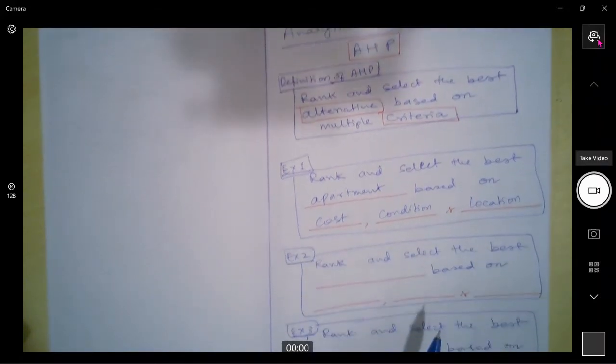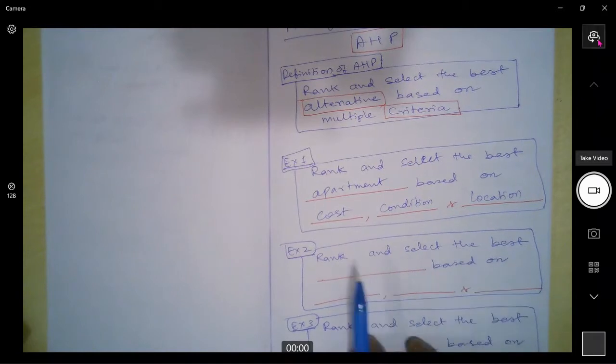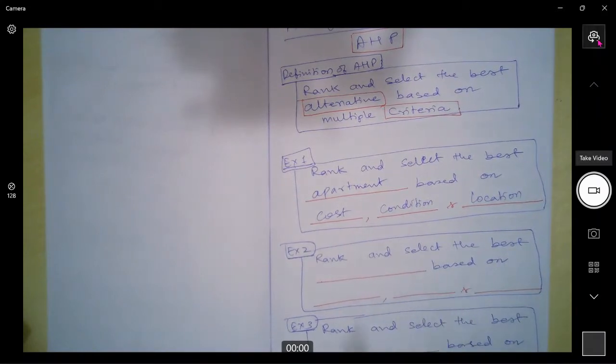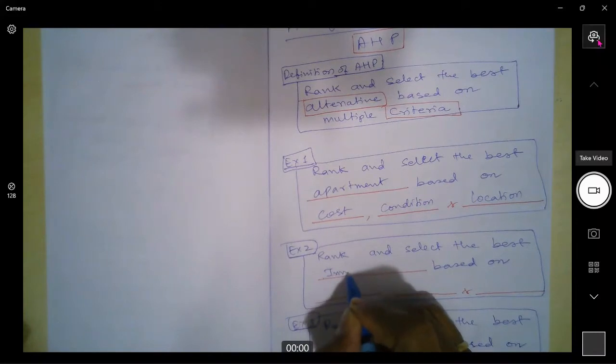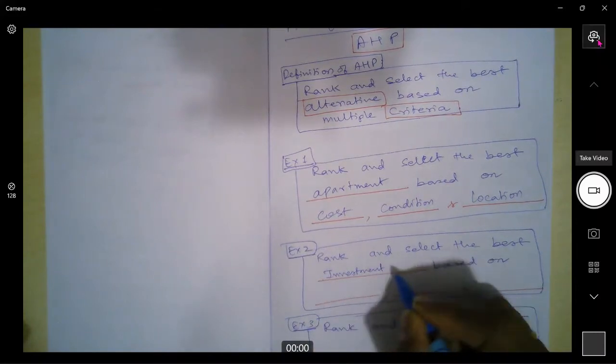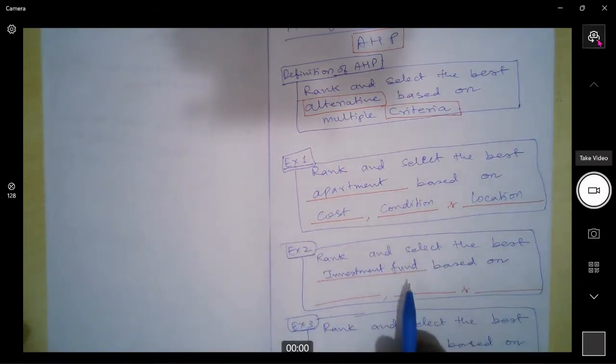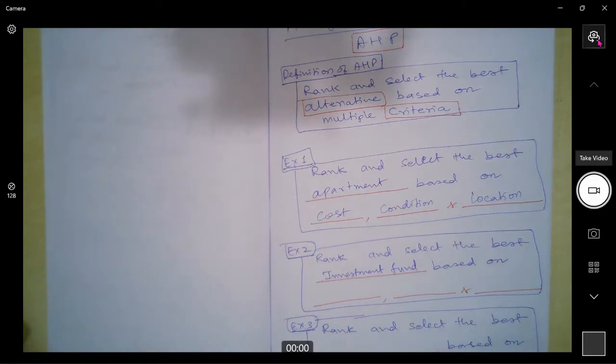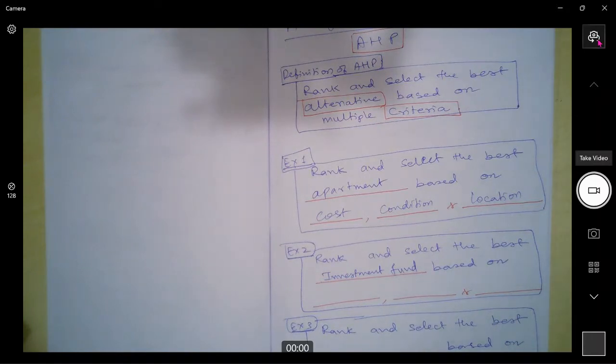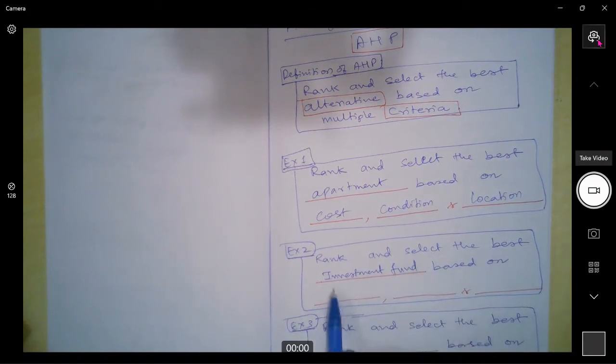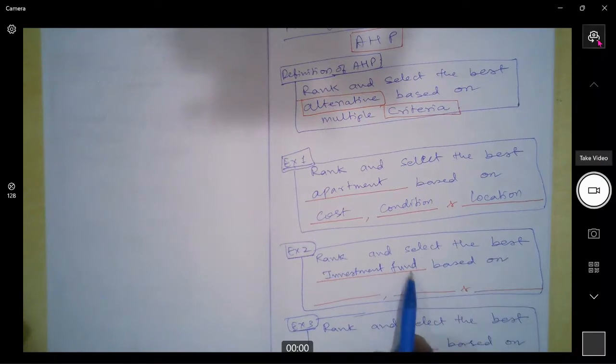Anyway, let's take one more example. Rank and select the best, based on criteria. So maybe the best investment fund. Let's say you're an investor, and there are different projects. You have 5 or 7 different projects in a fund where you have to put your money. By investing, you may gain a profit or you may gain a loss, so you don't know. According to certain data you need to select the best investment fund.